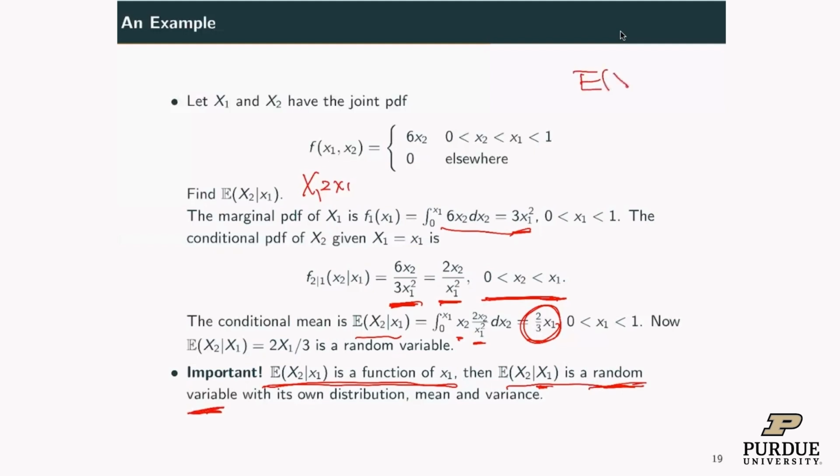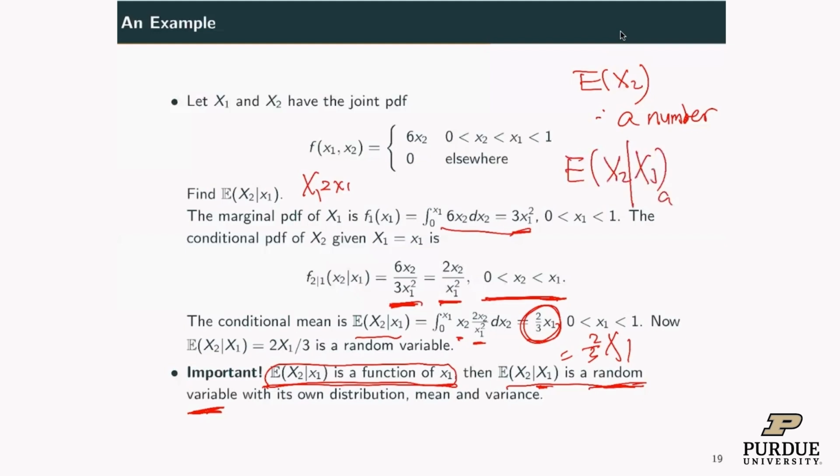Remember, expected value of x2, this is a number. It's not random. Okay, so expected value of x2 given x1, this is a function of x1. Expected value of x2 given this big X1. In this example, this is just 2 over 3 big X1. So of course, it is a random variable. So expected value of x2 given x1, this is a random variable. So be careful here. If this guy is a random variable, you can calculate its own mean or distribution or variance, because it's a random variable.